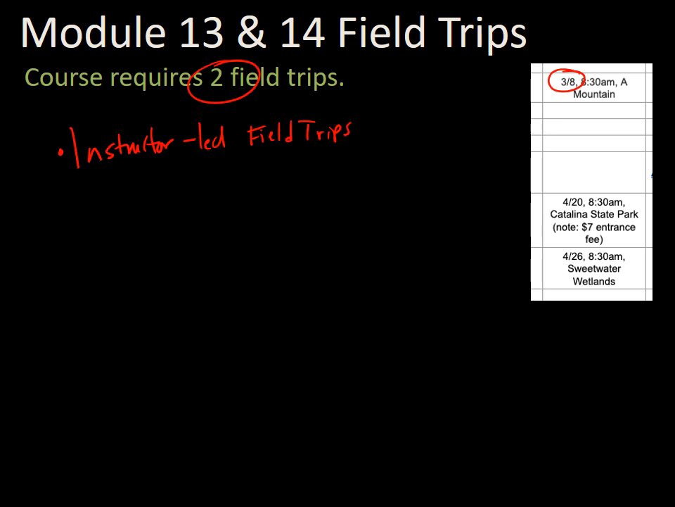The next one on the schedule is April 20th. That is a Saturday, to Catalina State Park. Note, if you choose to go to that one, that's fine, but there's a $7 entrance fee to get into Catalina State Park, which you'll have to pay. Or you can go on April 26th at 8:30, which is a Friday, to Sweetwater Wetlands, which is on the west side of town.